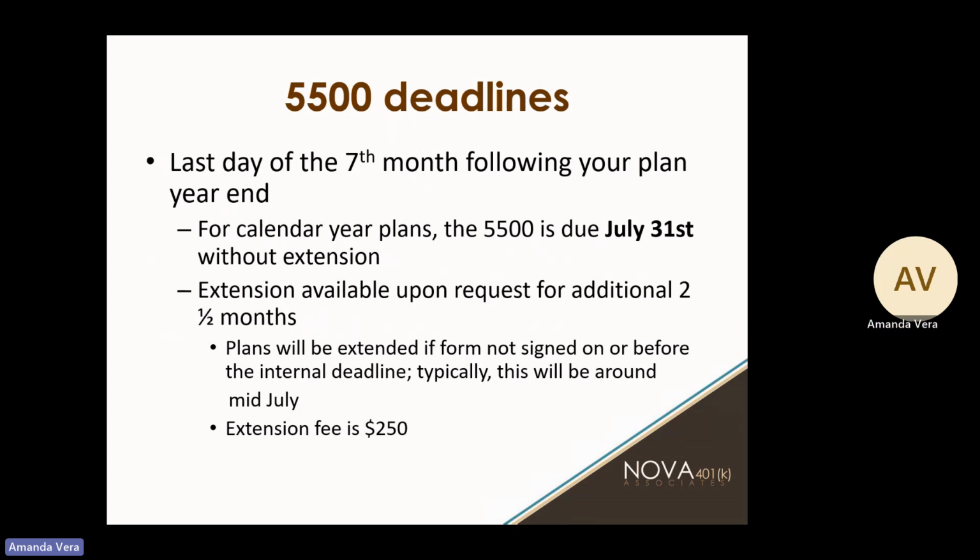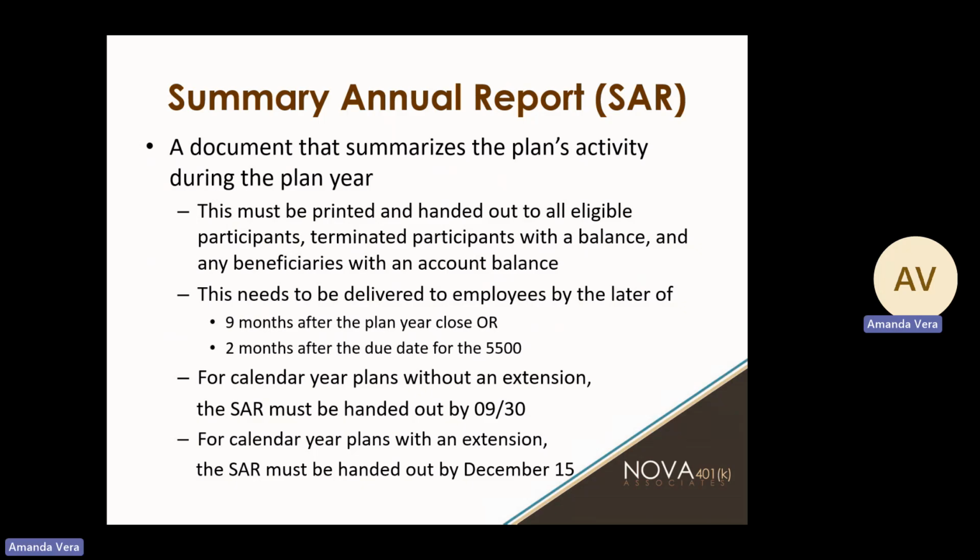One of the reports that comes with the 5500 is called the Summary Annual Report, or SAR. What this does is it just kind of summarizes everything that the 5500 has said about participant counts, assets, etc., into a written statement that you're supposed to give to your employees. So they do need to be delivered to the employees by the later of 9 months after the plan year close or 2 months after the due date for the 5500.